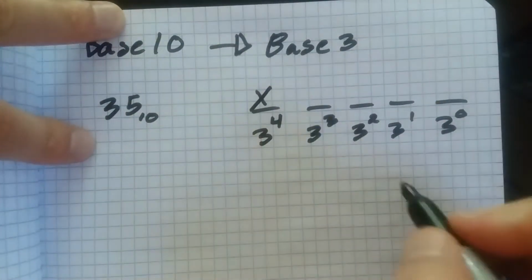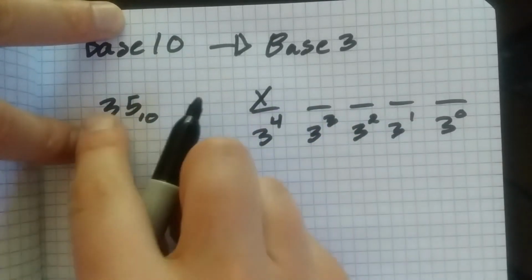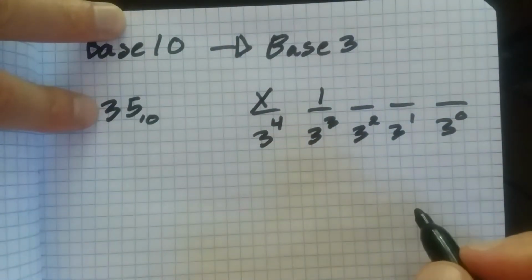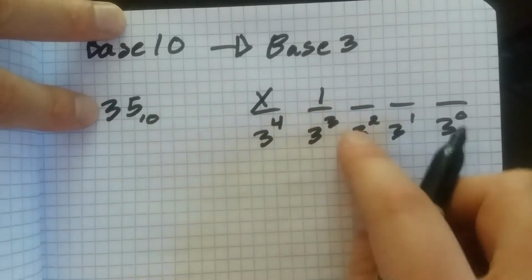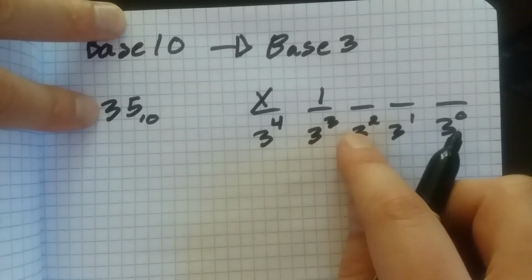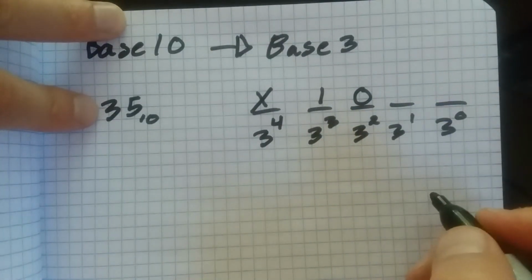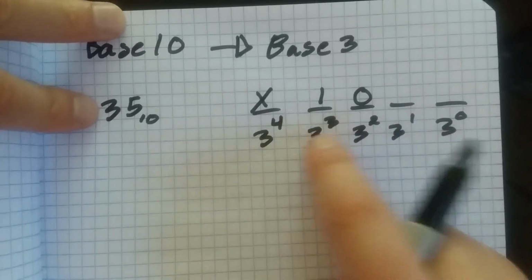We don't need that place value. 3 times 3 times 3 is 27. I do have at least one 27. 3 times 3 is 9. 27 plus 9, that's 36. So I can't use that value, so I'm going to use a placeholder 0. 3 to the 1st is just 3.